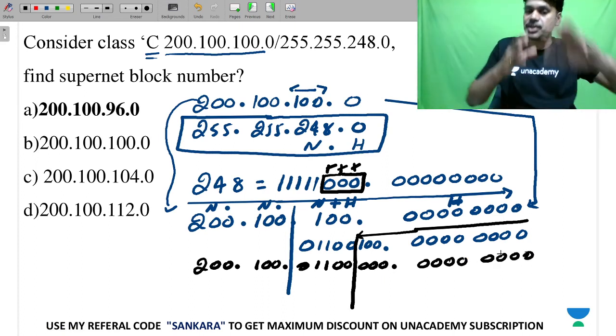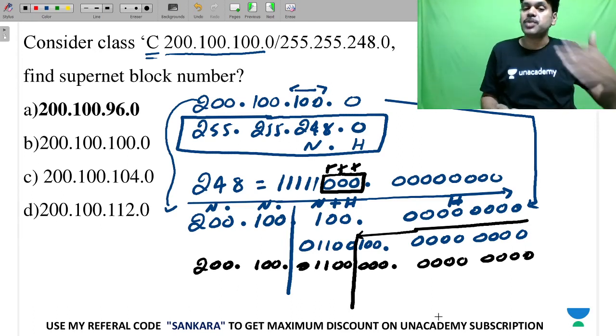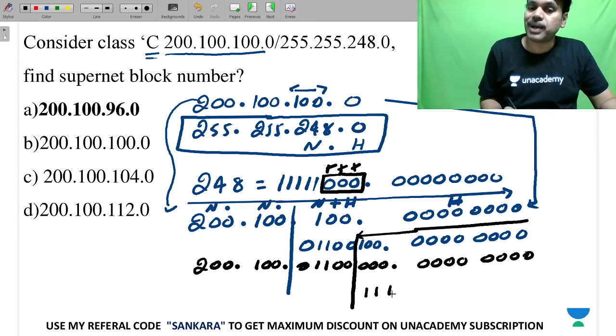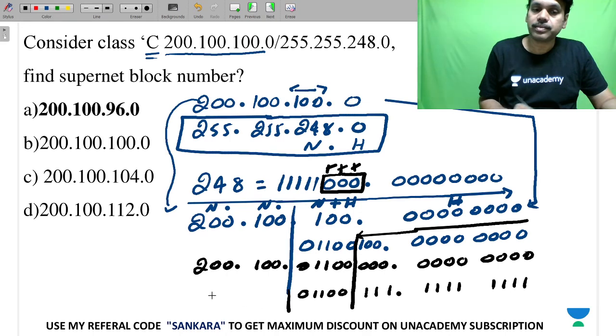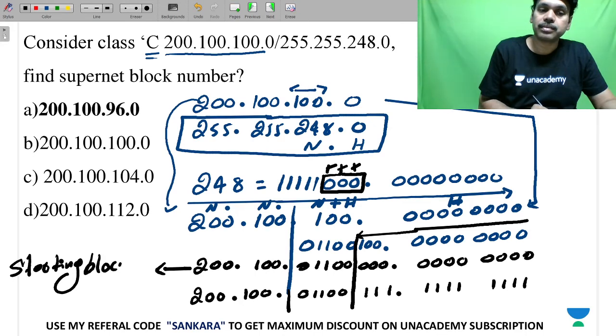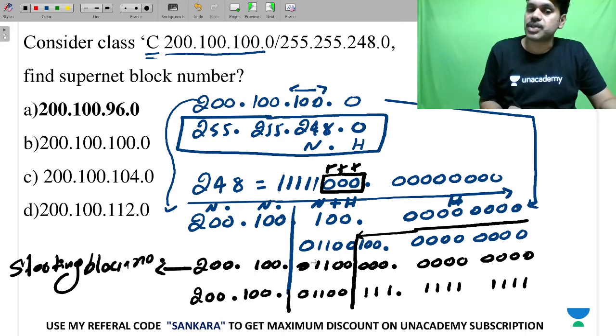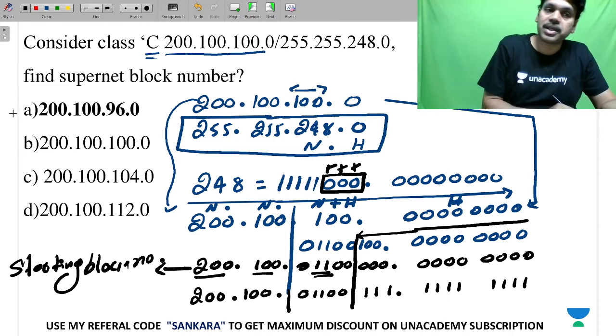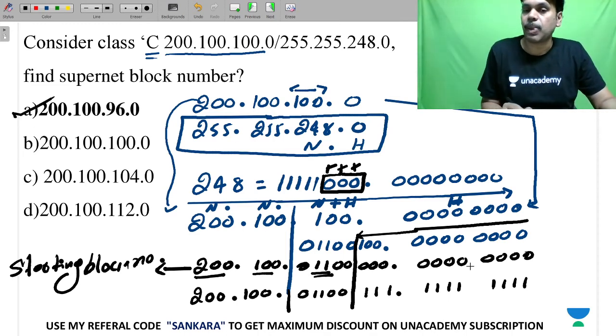Ending block number means again you will see that the HID part must be ones, and this is as it is. So what is your answer, my dear friends? This is your starting block number. In decimal, 200.100, 64 plus 32, 96.0. Okay.